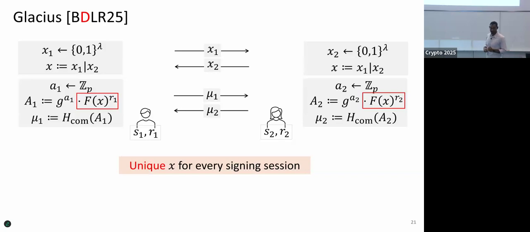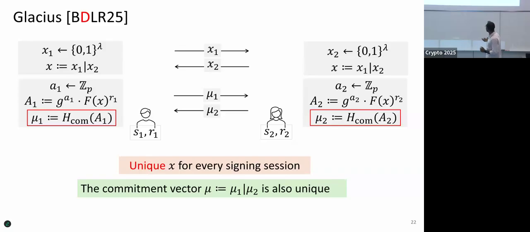In this paper, we also observed that parties already exchange some kind of random bit string in the second round of the protocol, which is the hash commitment here. So what we try to do is use this vector mu, which is the concatenation of the hash commitments, to derive the unique input that we need for the security proof to go through. And that's what we do.